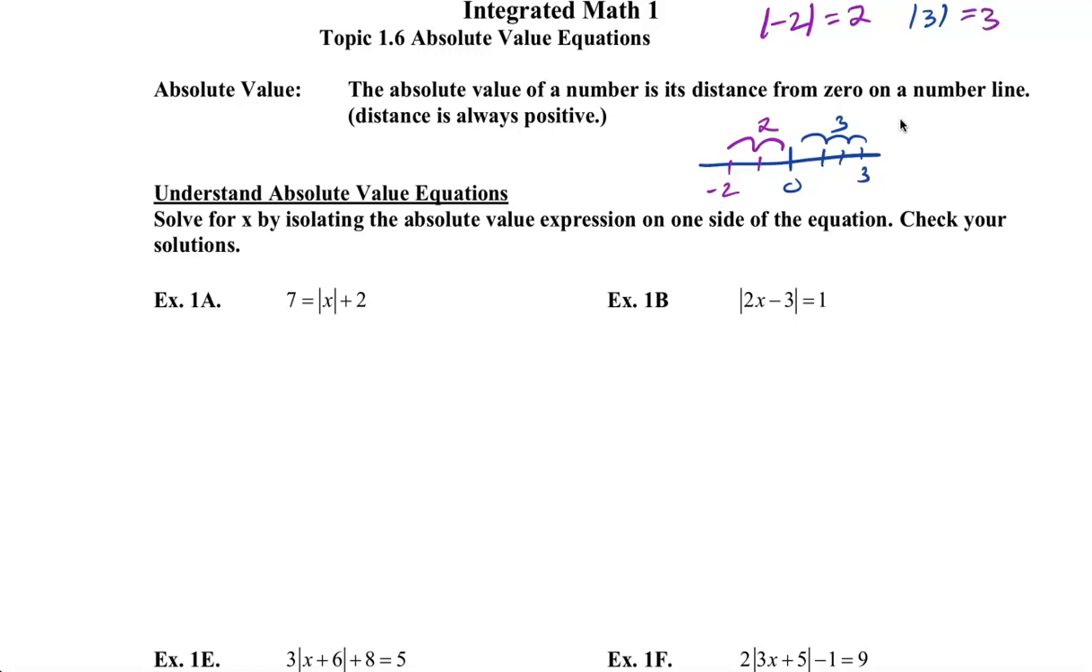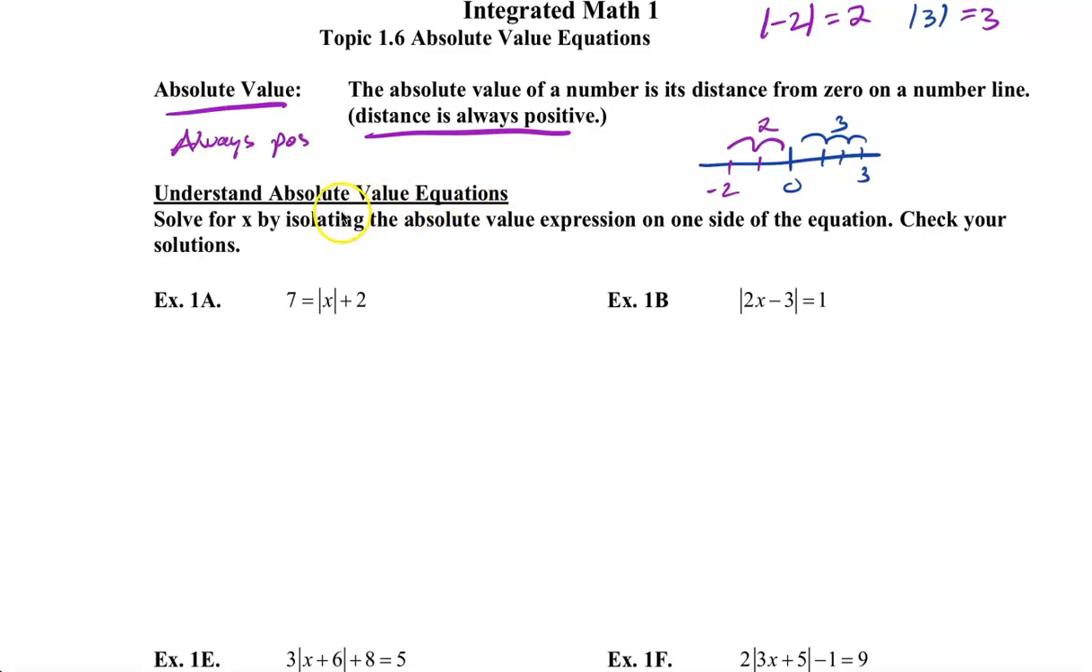It's just a distance. If you think about distance, if you ask somebody how far is that 7-Eleven, they never say negative 5 miles. It's always a positive value. Distance is positive. That's why absolute value is always positive. Because of that, though, when we solve an absolute value equation, it should be up to 2 solutions, because you get the negative version and the positive version.